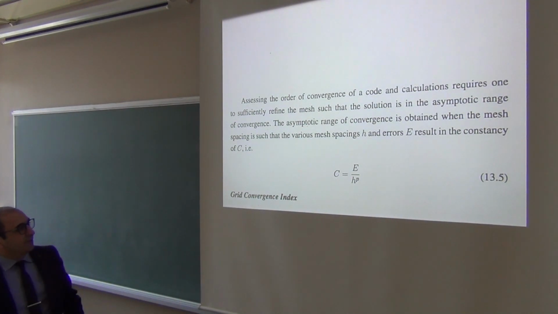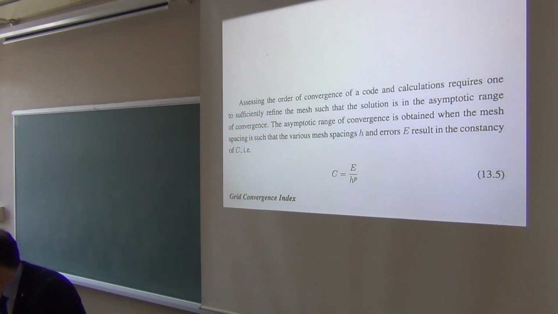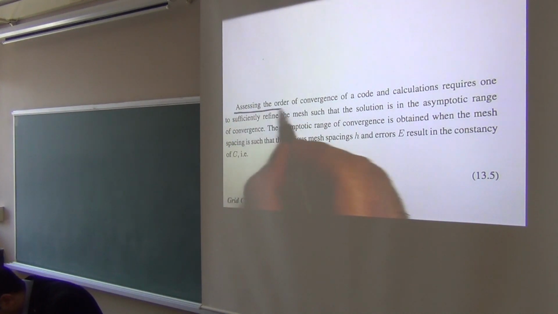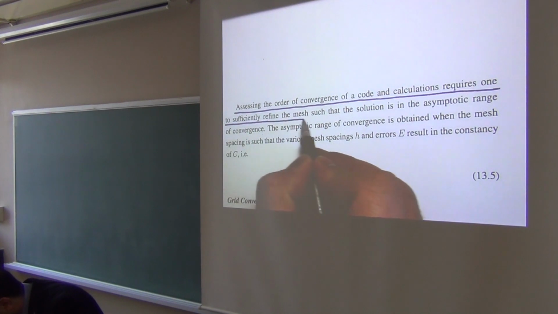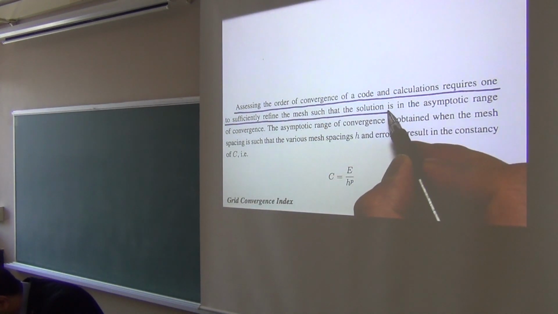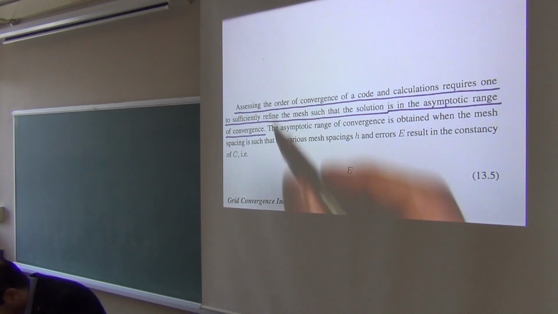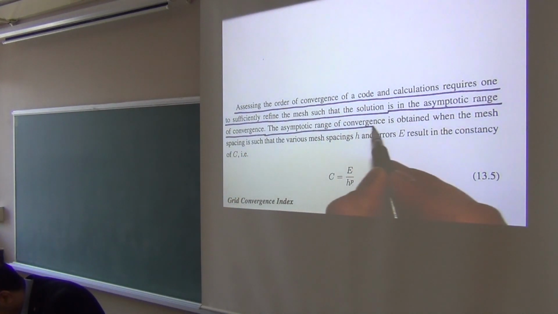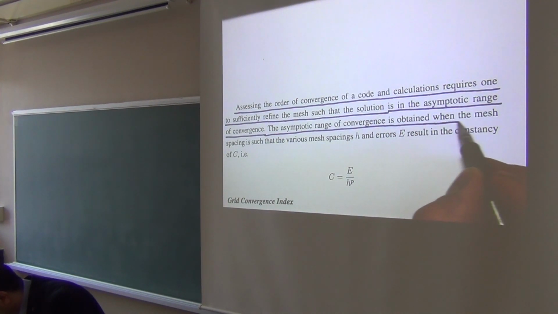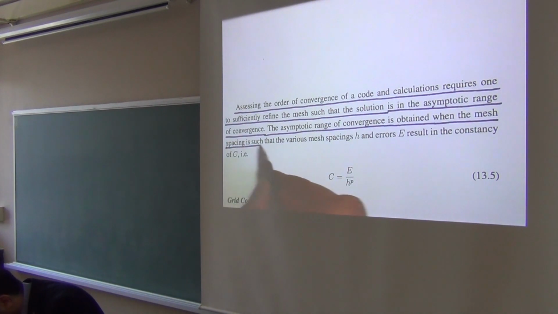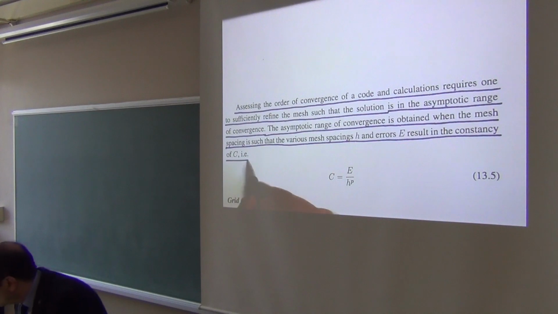Assessing the order of convergence of a code and calculations requires one to sufficiently refine the mesh such that the solution is in the asymptotic range of convergence. The asymptotic range of convergence is obtained when the mesh spacing is such that the various mesh spacing and errors result in constancy of C.